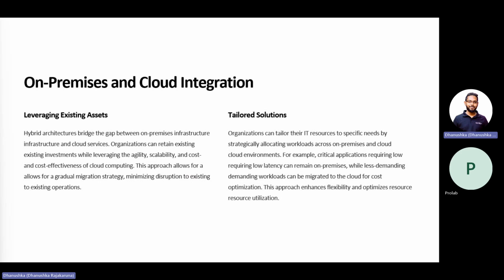Leveraging existing assets, hybrid architecture bridges the gap between on-prem infrastructure and cloud services. So balancing legacy systems with modern capabilities. Benefits will be flexibility, cost efficiency, and leveraging existing investments. The challenges will be complexity and compatibility, and security considerations will be there.